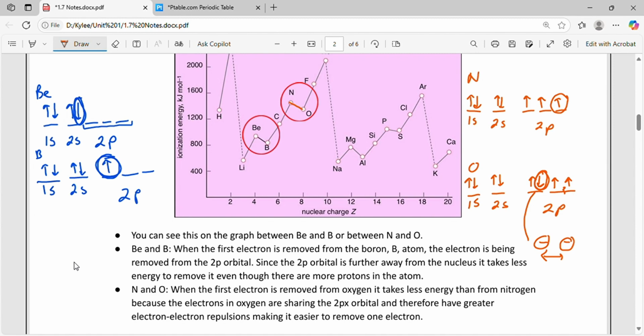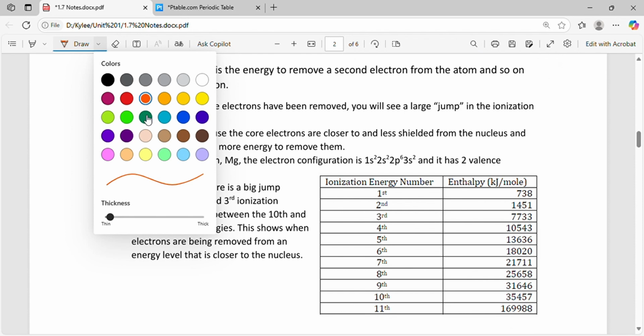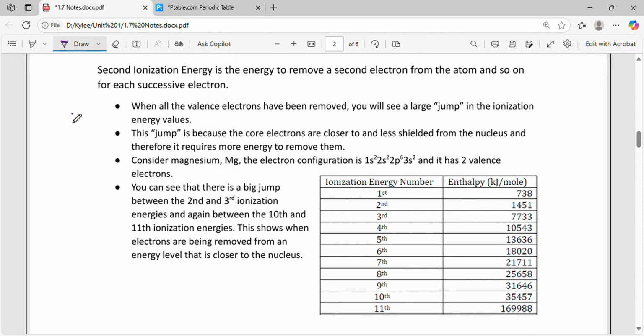So again, we expect the trend, and this is a trend for a period, and a period is our row on the periodic table. We would expect it to be a straight line across. It's not, and we're just explaining why it's not. Now, the second ionization energy is what we call the energy to remove, you guessed it, the second electron. And then the third ionization energy would be to remove the third electron.